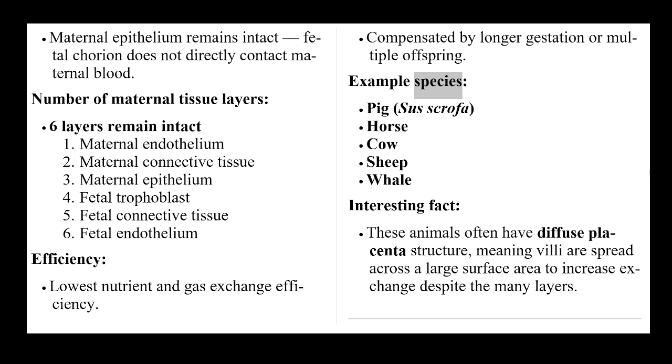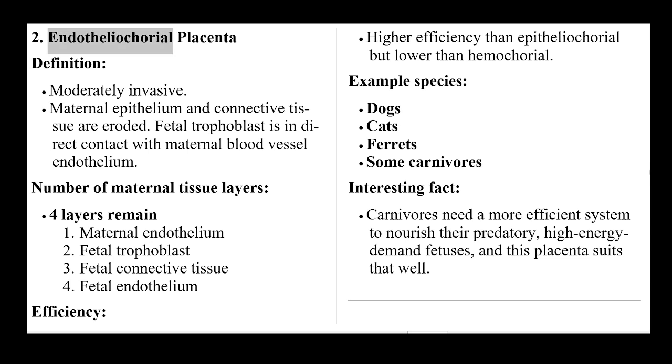Example species: pig, Sus scrofa, horse, cow, sheep, whale. Interesting fact: these animals often have diffuse placenta structure, meaning villi are spread across a large surface area to increase exchange despite the many layers. 2. Endotheliachorial placenta.